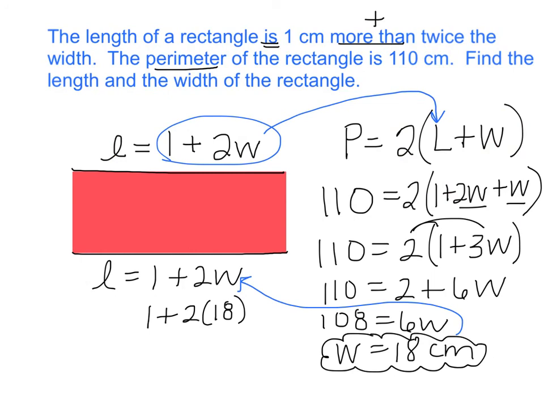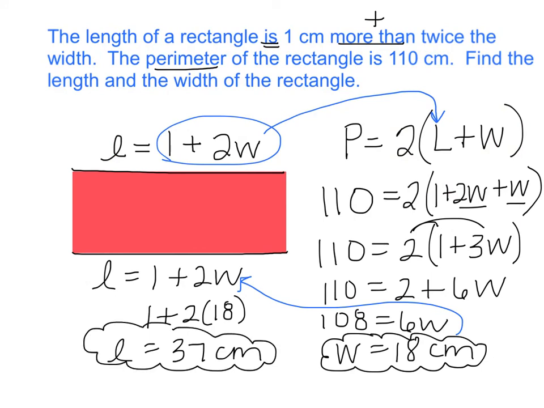1 plus 2 times 18 happens to be 37 centimeters. Once again, of course, we're going to label it. So my length is 37, my width is 18.